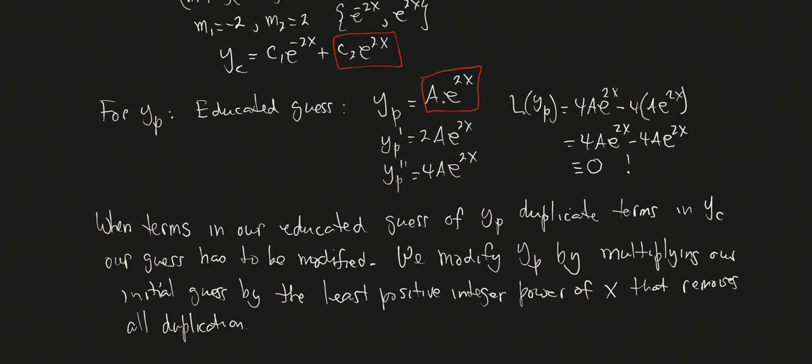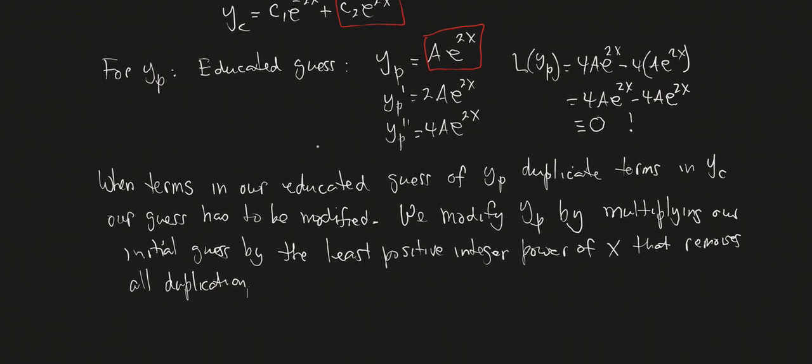If after multiplying by x, I still have at least one duplicate term, I'm going to multiply by x squared. So in other words, you try x and multiply this. If that doesn't work, try x squared, multiply this. So you always go back to your initial guess. Another way to say it is you repeatedly multiply by x in order to remove any duplicate terms.